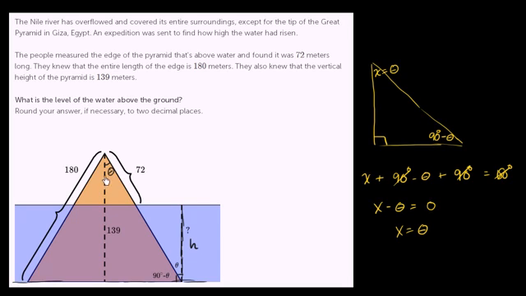And what else do we know? Well, we know that this is 72. We know that the whole thing is 180. So if this is 72 and the whole thing is 180, the part of this edge that's below the water, this distance right over here, is going to be 108. 108 plus 72 is 180. So what does this do for us? We need to figure out this height.